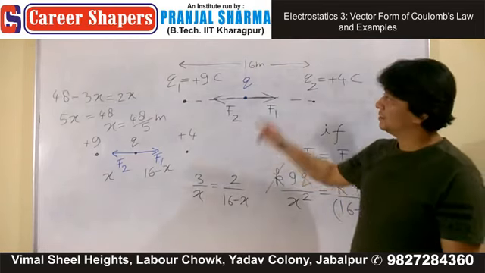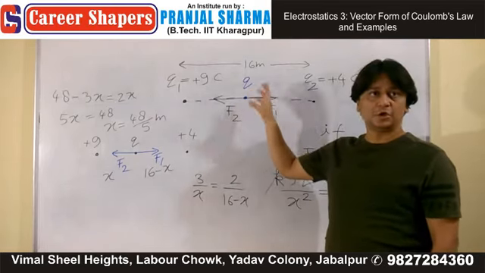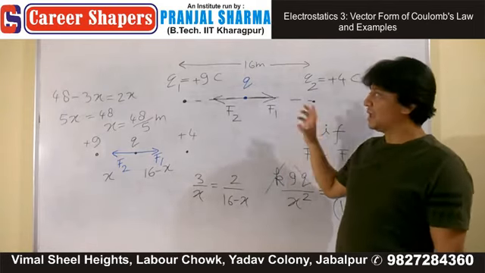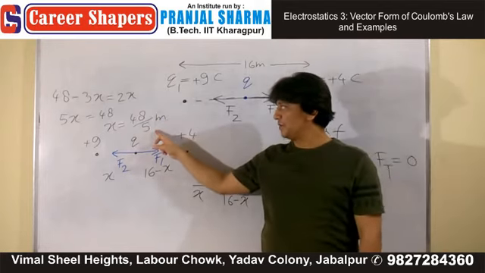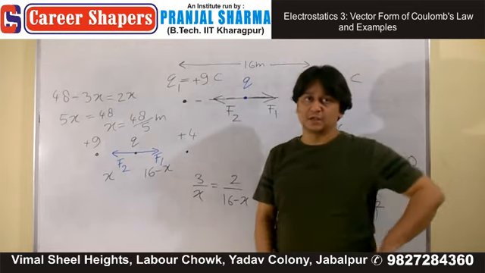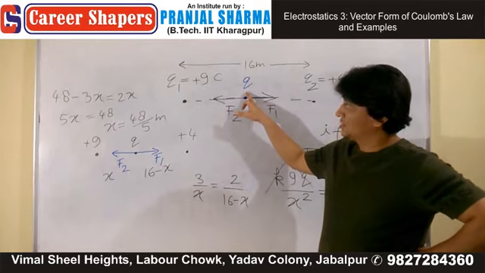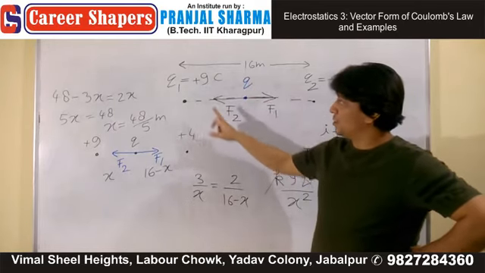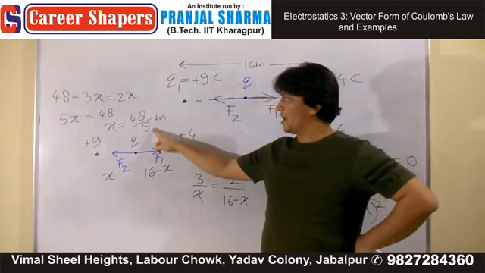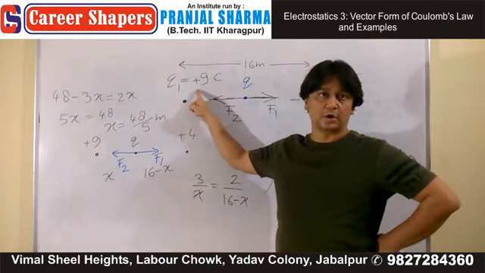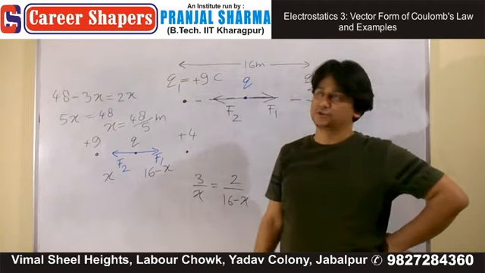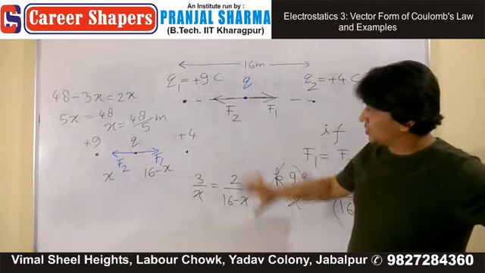What is the answer? The third charge should be placed between Q1 and Q2 at a distance of 48 by 5 meters from Q1. Look, that's how you should answer. It gives you the exact location of the third charge. Put this down.